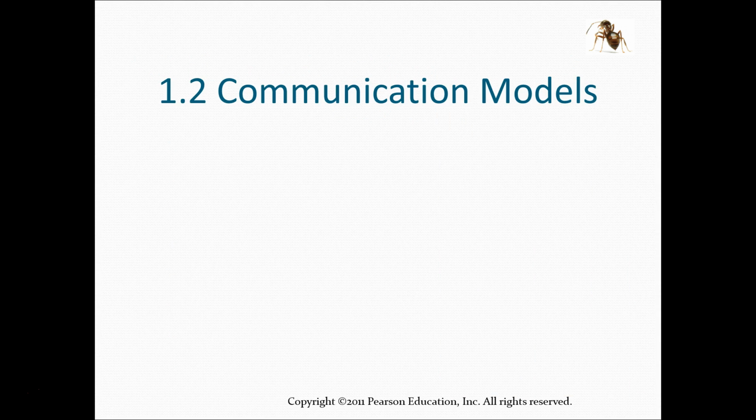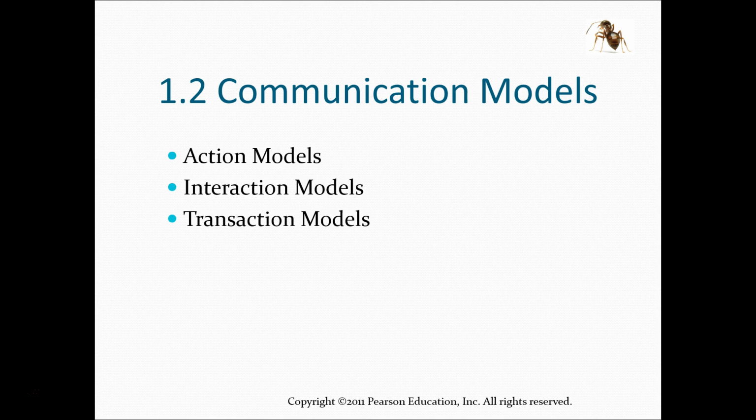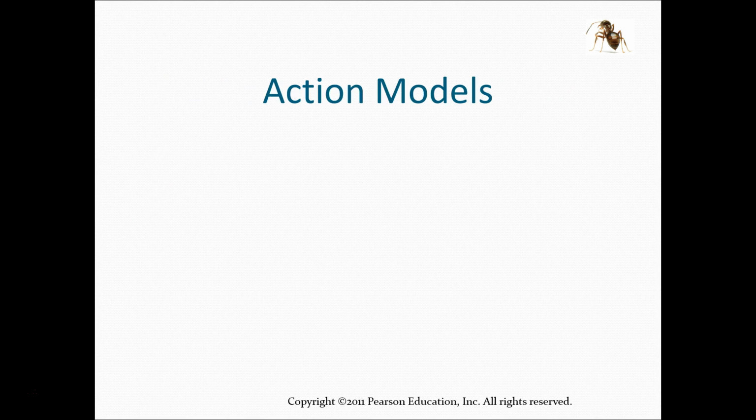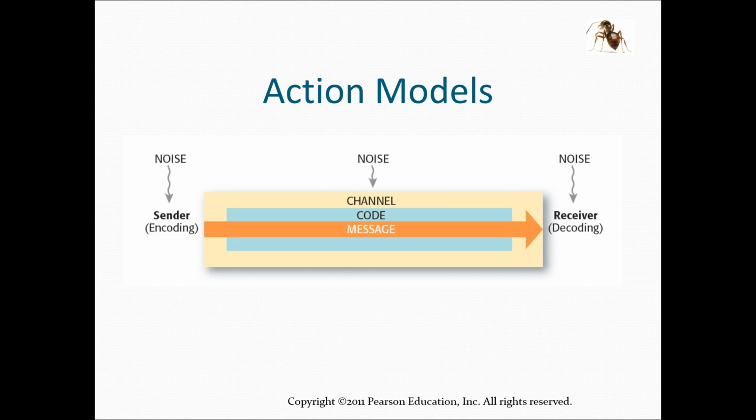We have three basic models. We have the action model, the interaction model, and the transaction model. First one, the action model. This is where you have the sender, who takes the message, encodes the message, buried in the code in blue there, and sends the message through the channel to the receiver, who decodes it. There's noise all along the message. There's noise when you're encoding. There's noise when you're decoding, and of course everything along the way.